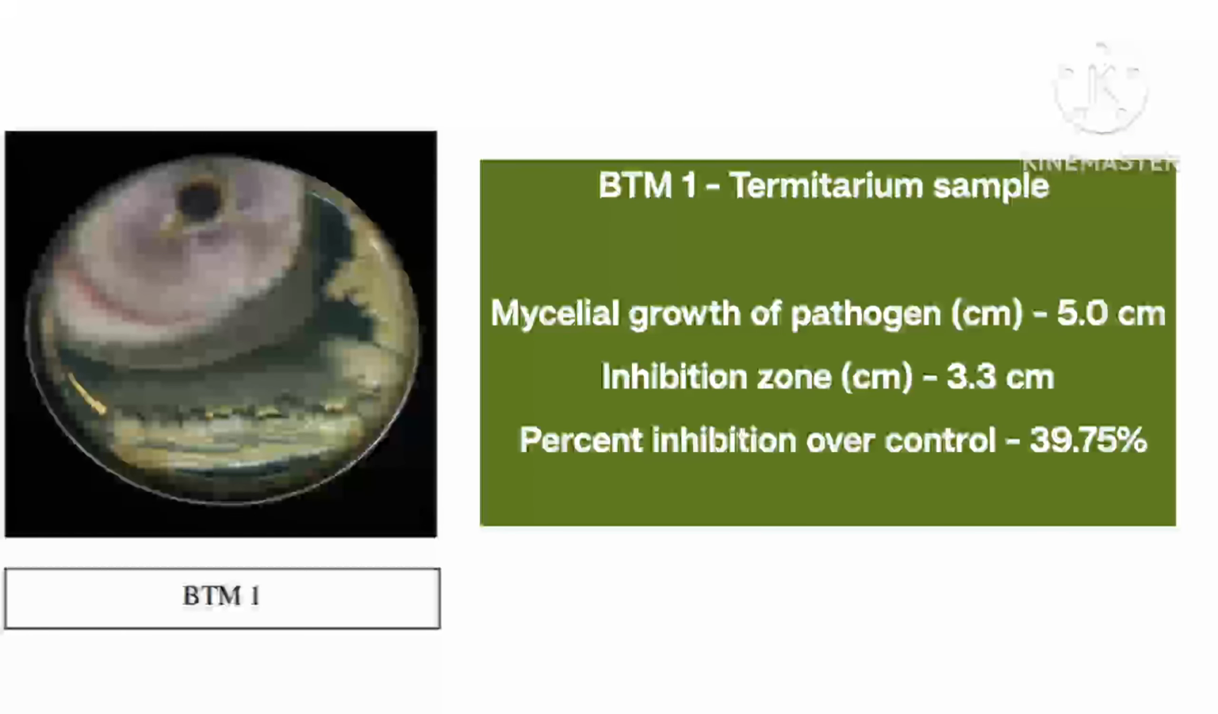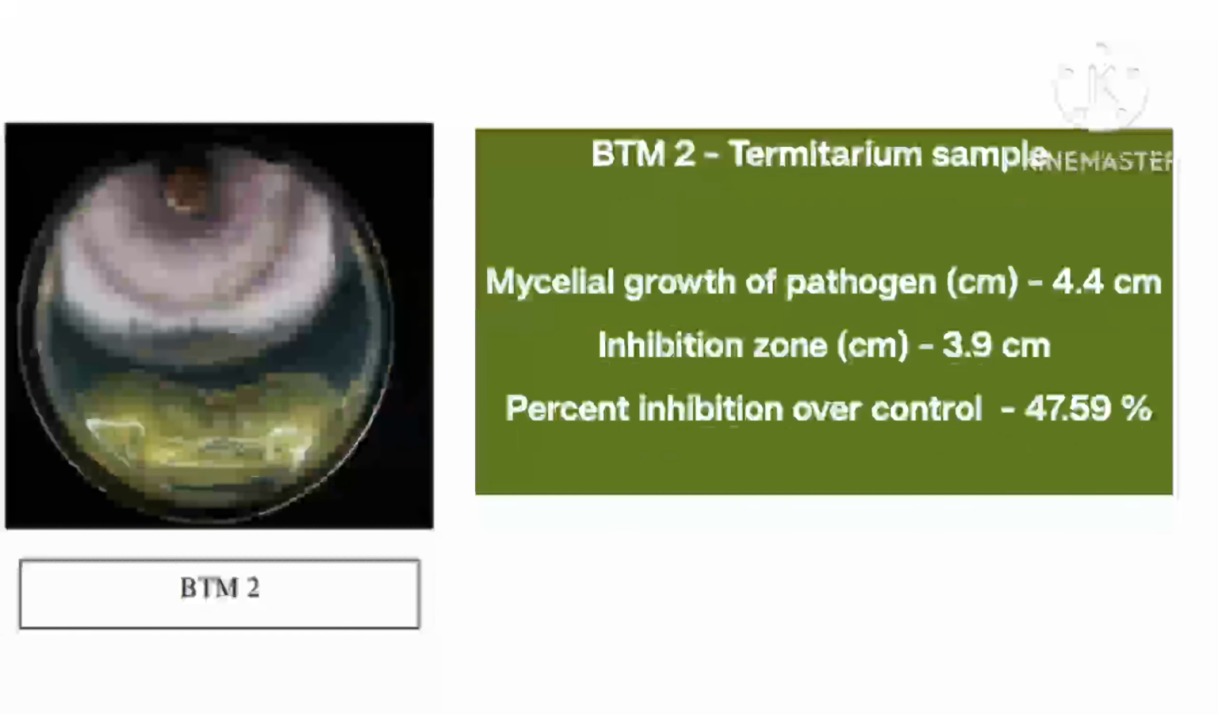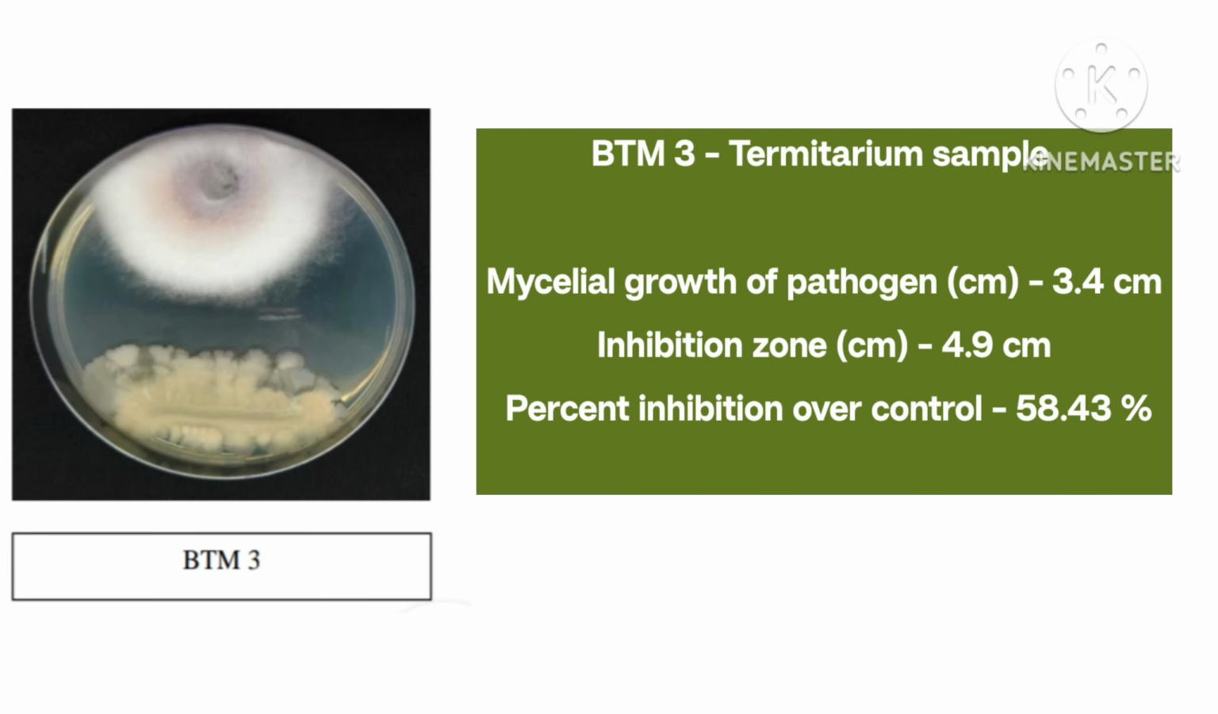Mycelial growth 5 cm. Inhibition zone 3.3 cm. Percent inhibition over control 39.75%. Bacterial isolate 2 from termitarium sample. Mycelial growth 4.4 cm. Inhibition zone 3.9 cm. Percent inhibition over control 47.59%. Bacterial isolate 3 from termitarium sample.